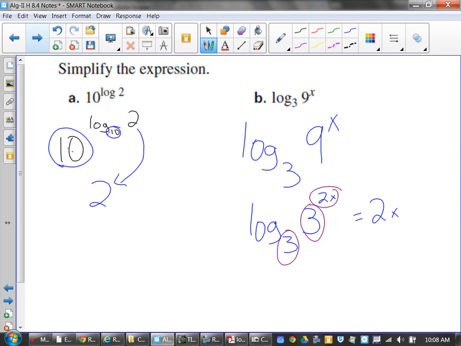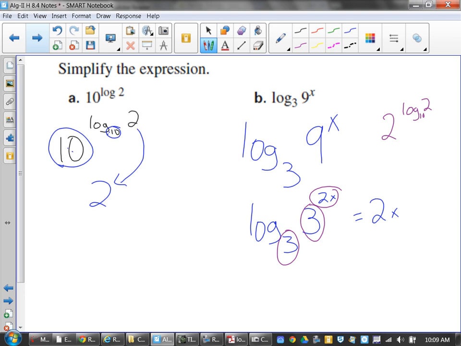Then you can make the bases the same, and that becomes 3 squared. But if it was just 2 to the log of 2, then you can't do anything, because this base is a base 10. You'd have to have a calculator, okay?